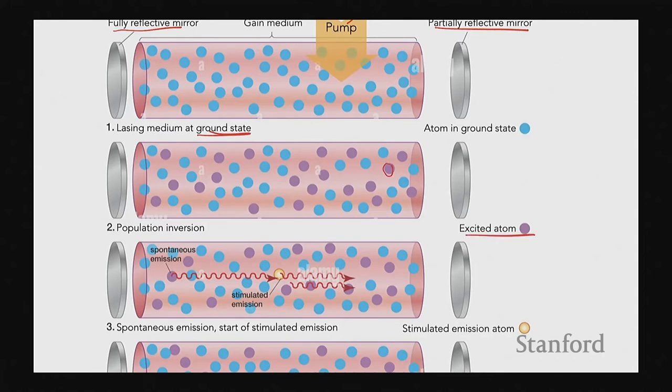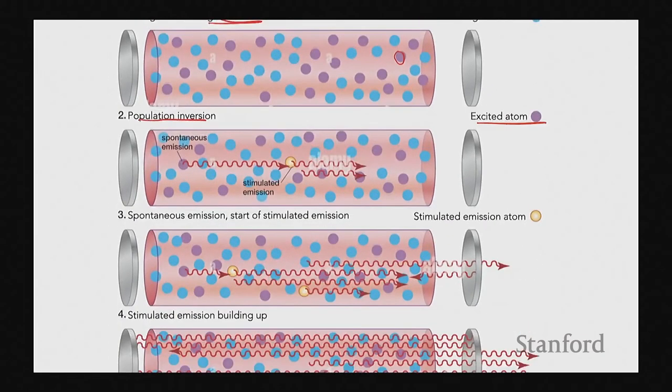And at some point, you get more atoms in the excited state than in the ground state. That's called population inversion. And then this random process of spontaneous emission happens. So that's step three, spontaneous emission. Some of these atoms are going to randomly go back to the ground state and release photons, right? And that's the start of stimulated emission. Some of these photons, as they're traveling, interact with more atoms and cause them to also go back to the ground state and emit more coherent photons. And again, it's like a multiplicative effect.